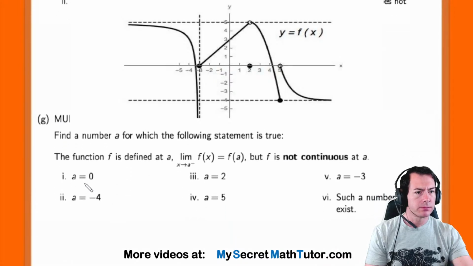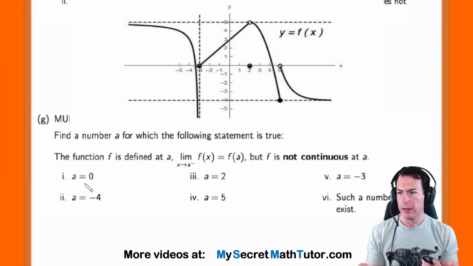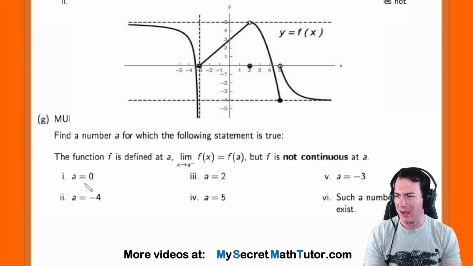All right, moving on. Let's see what this one says. Find a number a for which of the following statements is true. So we want one where the function is defined at a, so it has to have some sort of value, and the limit as it approaches from the left side equals the value, but again, it's not continuous. So we got a lot of options to go through. We'll take these one at a time.